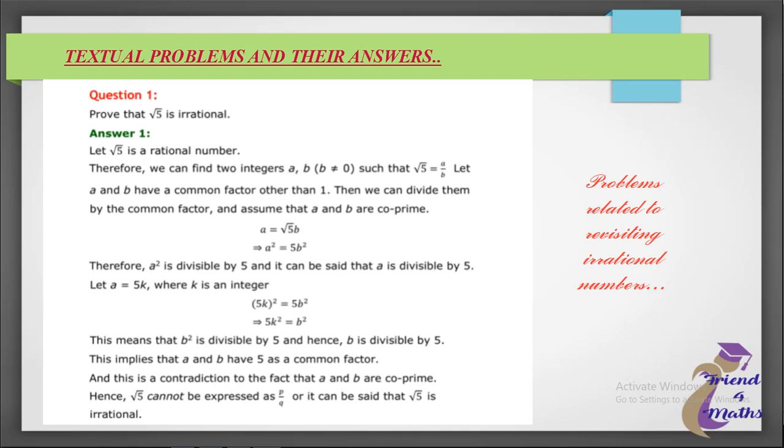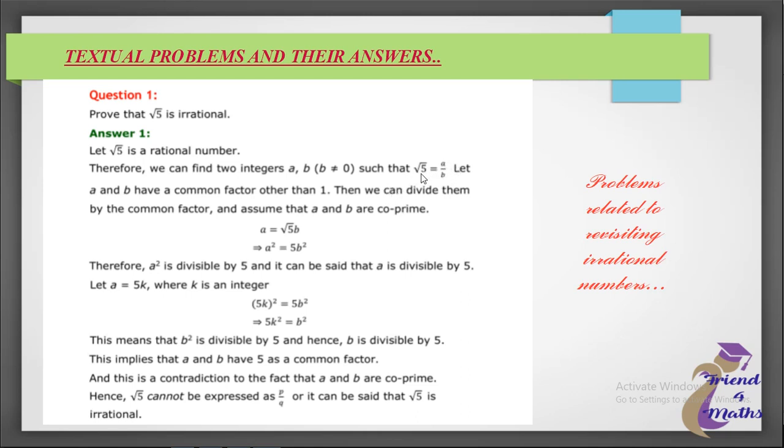First we are assuming that root 5 is a rational number. That is a wrong assumption. If it is a rational number, this root 5 can be written in some r by s form. This r and s have some common factor other than 1, and with that common factor we are cancelling r and s, and we are getting some other integers as a and b. Now this a and b have no common factors other than 1, and they are co-prime to each other.